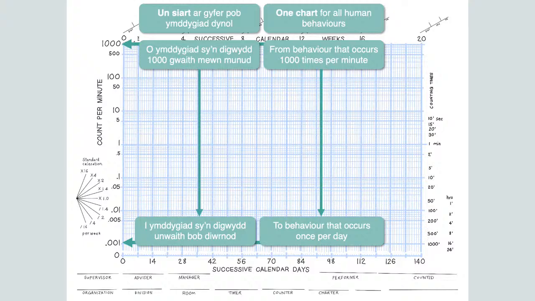We appreciate that this chart might look a bit overwhelming at first glance, but we're going to walk through it step by step. If you have any questions, we've provided some contact details and information about support on the last slide during this training. You can use this chart to plot any type of human behaviour, from something low frequency that only occurs once per 24 hours, or high frequency behaviour that can occur up to 1,000 times per minute.